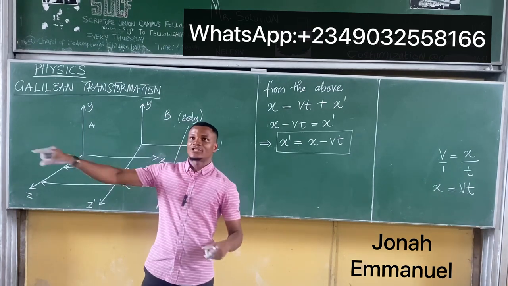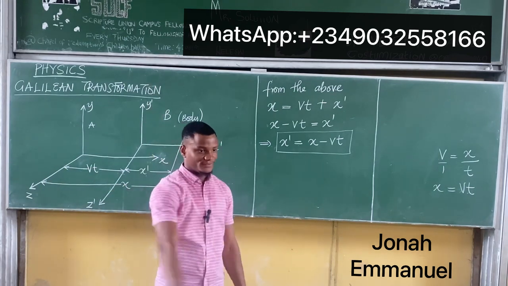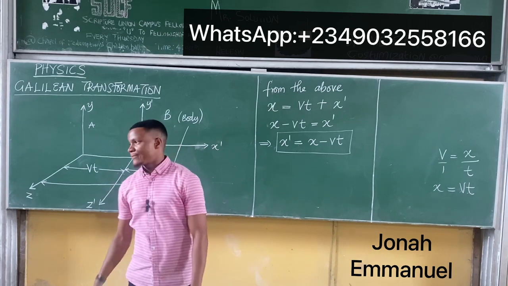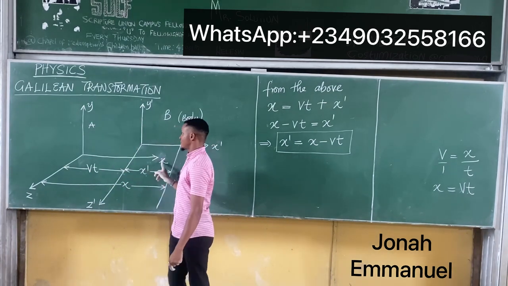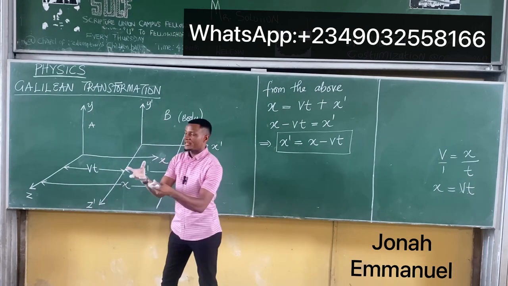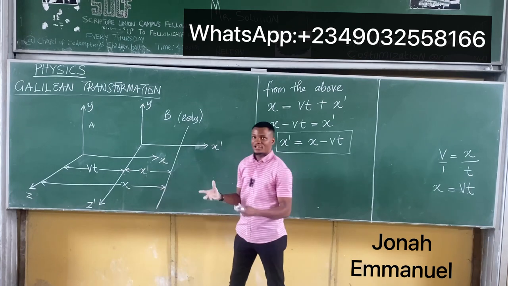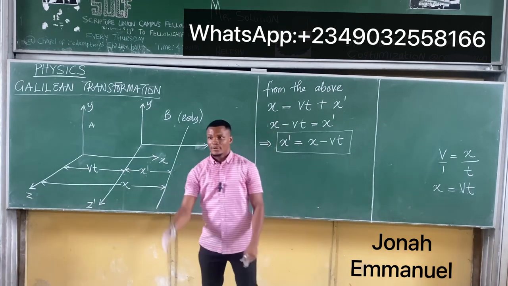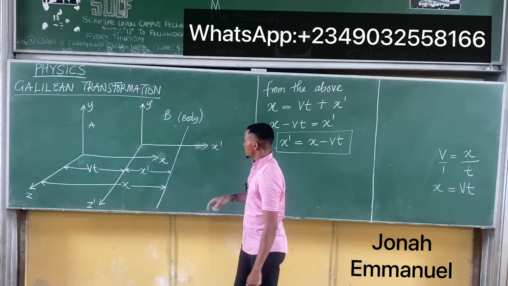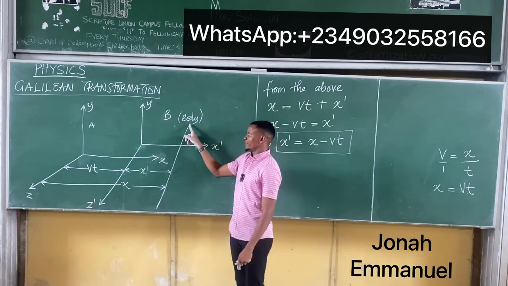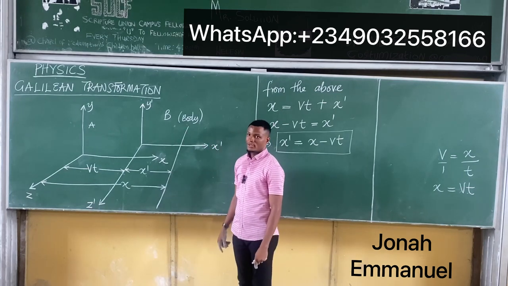X is just direction. It's just X direction, Y direction, Z direction. X is the direction for body A. So X, Y, and Z are the coordinates of body A. X prime, Y prime, Z prime are the coordinates of body B. That's all. I said if a body is placed in frame B, so a body in frame B. So that's it.